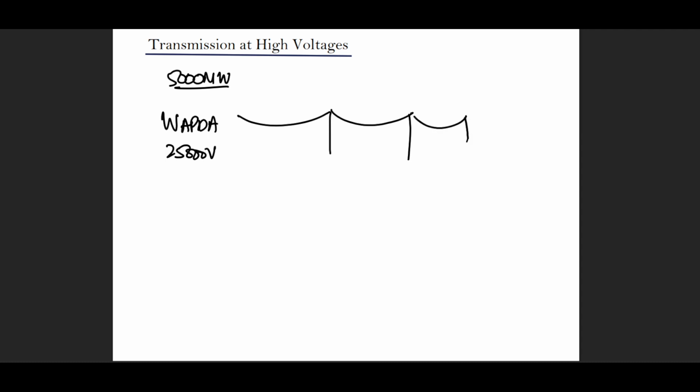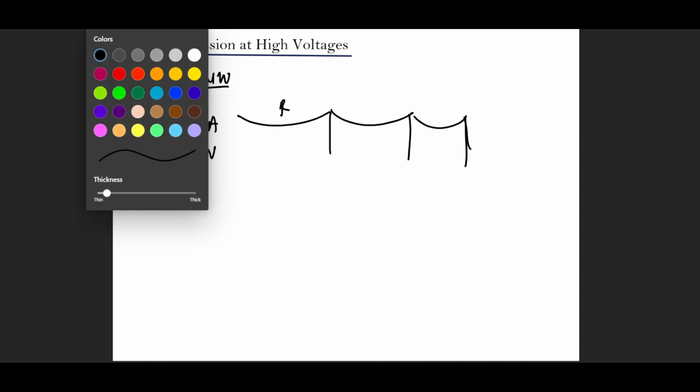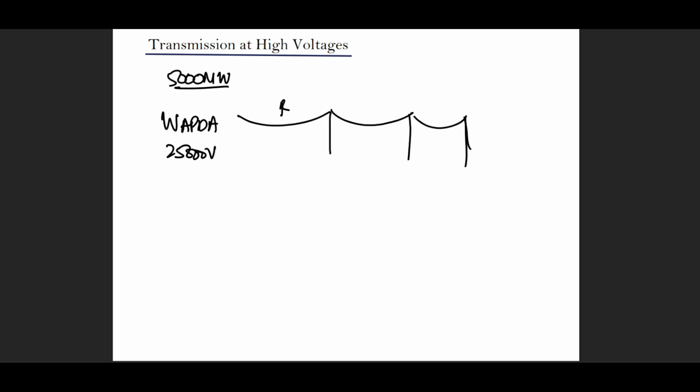Why are we doing that? Let's say electricity is generated at Wabda station, for example, producing at 25,000 volts, and they want to provide 5,000 megawatts of power to the whole country. When they transmit that over long distances using poles and wires, there is a significant resistance of these wires that accounts for the power losses, the I squared R power losses to be precise, right? So we want to minimize them.